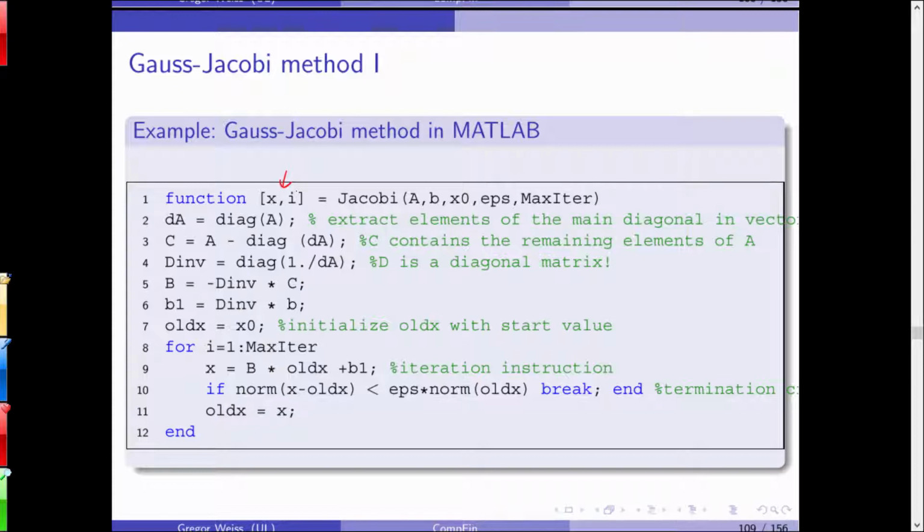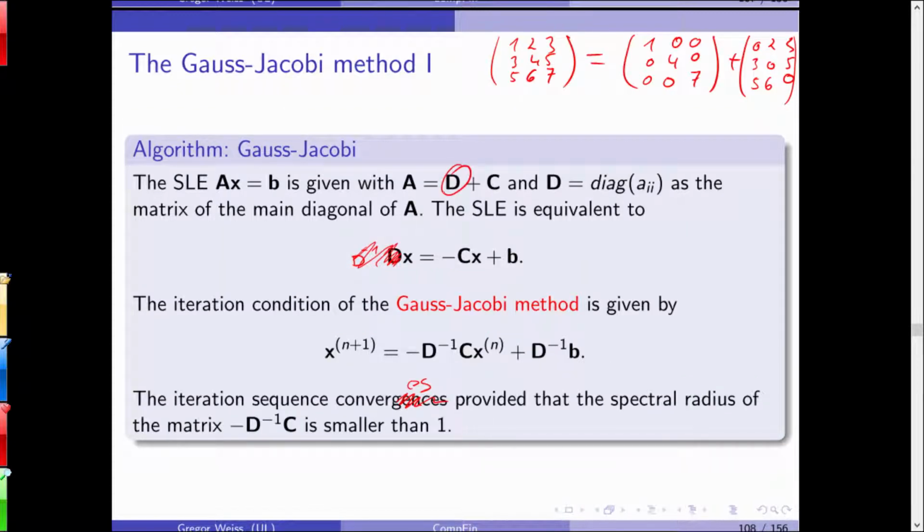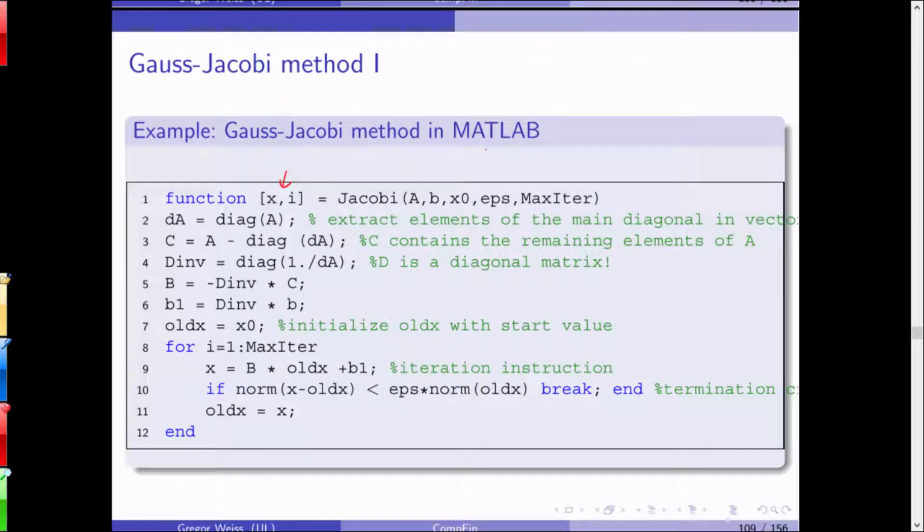Second line, dA is simply diag of A. This is a function in MATLAB that extracts the diagonal elements of the matrix A, and it constructs a diagonal matrix. So dA is more or less capital D here. This is, in our program, dA. C is A minus the diagonal matrix. Oh no, I have to be precise. Actually, dA is a vector of these diagonal entries.